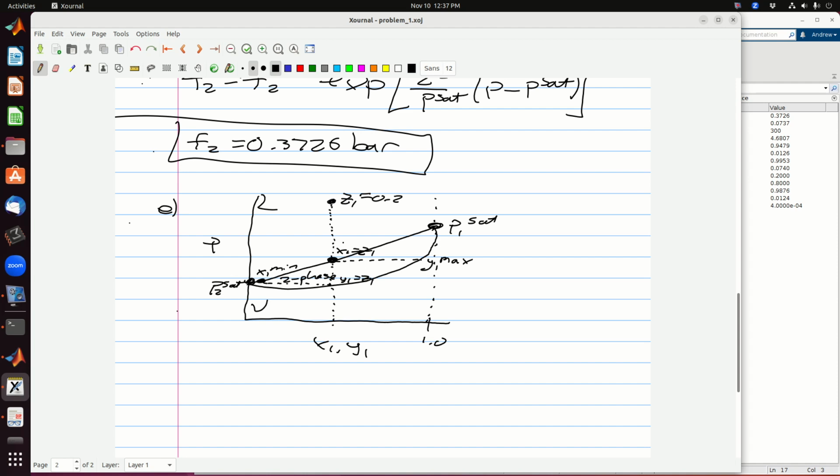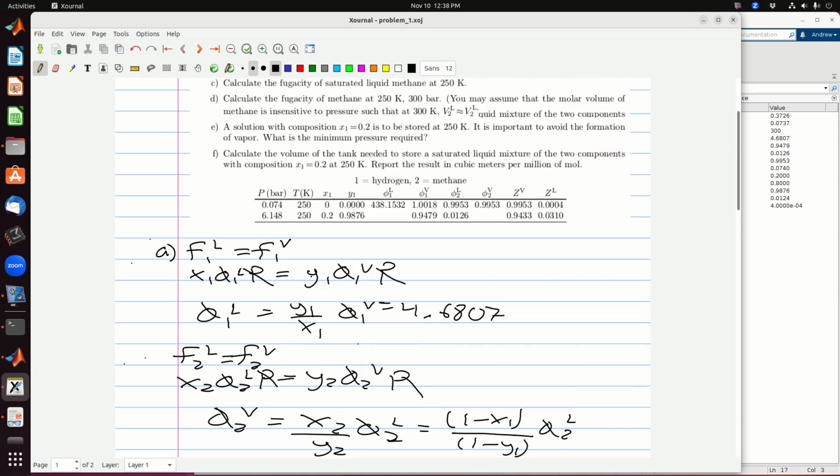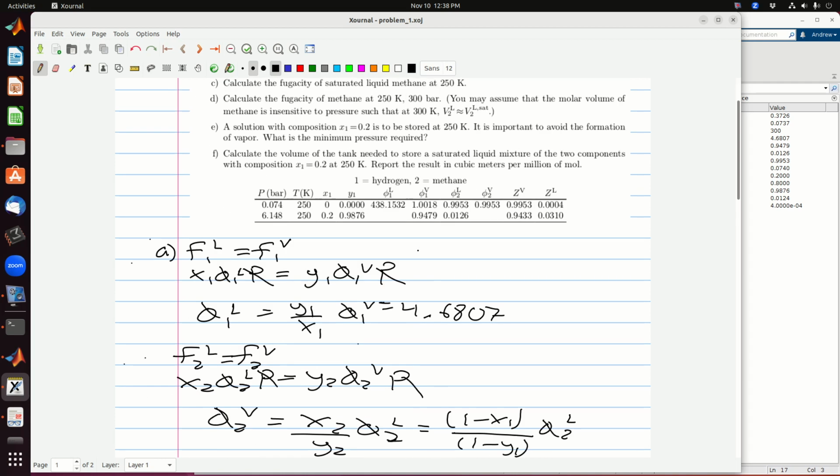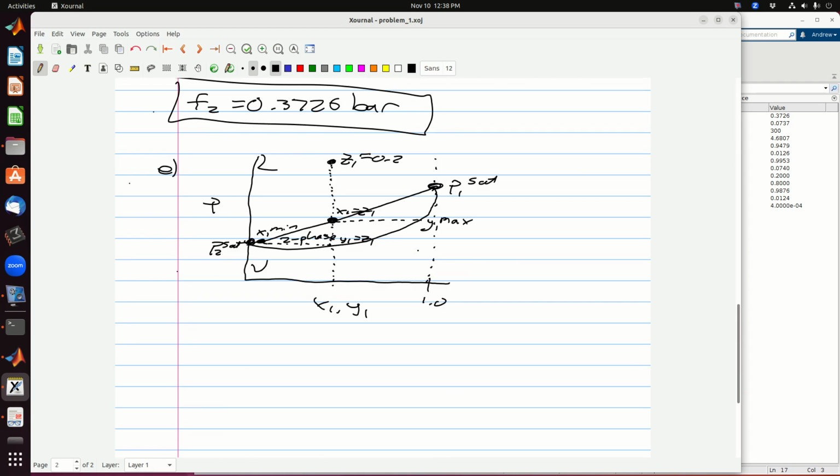Now the key is, I'm somewhere on this vertical line. If I'm at a pressure greater than my bubble point pressure, then I'm up here, in my liquid. If I have a pressure less than my dew pressure, then I'm down here, in my vapor. And if I'm in between, I have two-phase. Okay. So now if I look at the problem, it says I have a mixture of 0.2 mole fraction component 1 that's to be stored at 250 Kelvin, and it's important to avoid the formation of vapor. What is the minimum pressure required? Well, the minimum pressure required, that's my bubble point pressure, because for any pressure less than that, I'm going to be in two-phase or vapor.